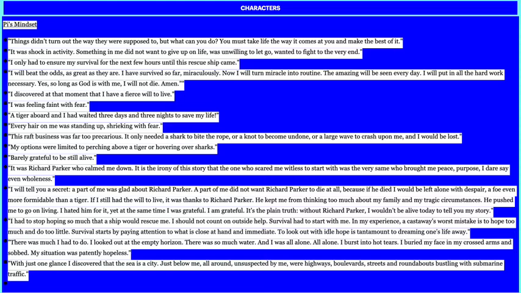With just one glance, I discovered that the sea is a city just below me, all around, unsuspected by me, where highways, boulevards, streets and roundabouts bustle with submarine traffic. And this is something really powerful about Pi, how he notices things and makes comments about them in a very mature way. He comments here on how, in the ocean, he's actually not alone. There is this entire city beneath him. He just never realized it before.